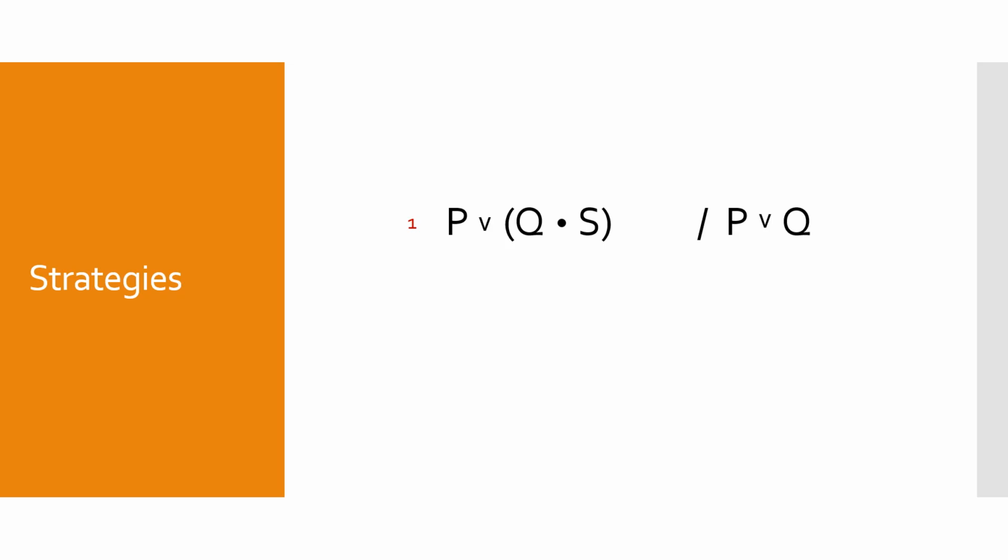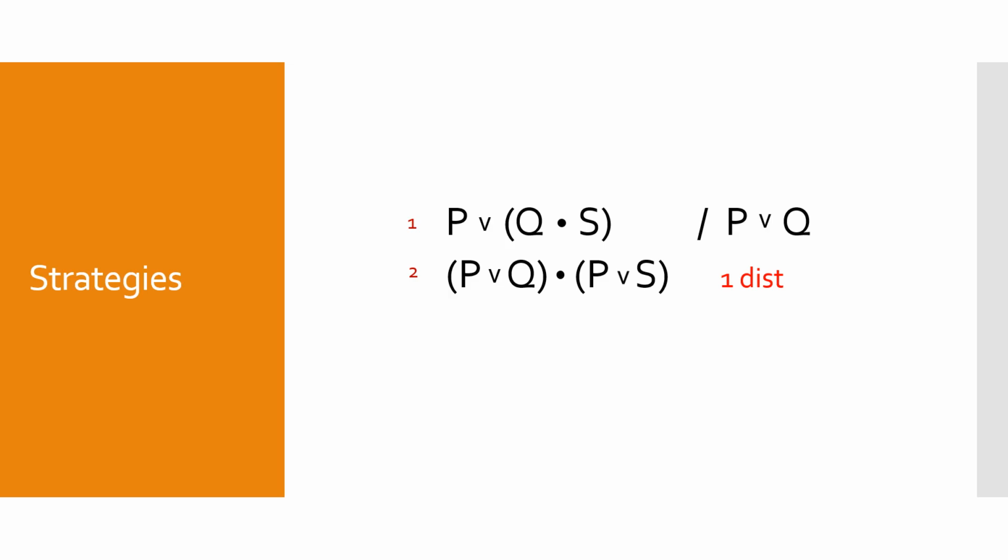And we can also go the other way around. Notice if I have P or Q and S, and the conclusion I want to draw is P or Q. I can start by distributing P to both of those terms and connecting them with an and. So instead of P or Q and S, I get P or Q and P or S.